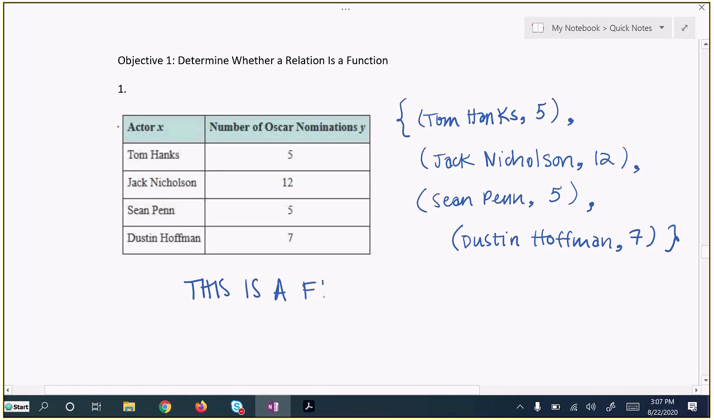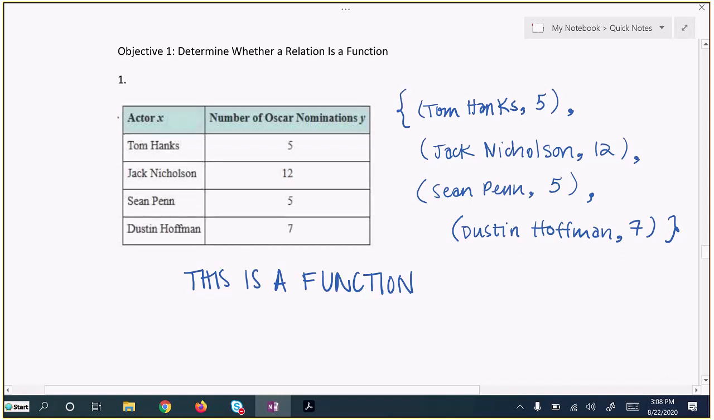And we want to make sure that we don't get confused by the fact that Sean Penn and Tom Hanks have the same number of Oscar nominations. That's okay. It's still a function because for each of them, we can say exactly how many Oscar nominations they have. There's no question: does Sean Penn have 5 or 6 or 7 or 10? We know it's exactly 5. So this is a function.